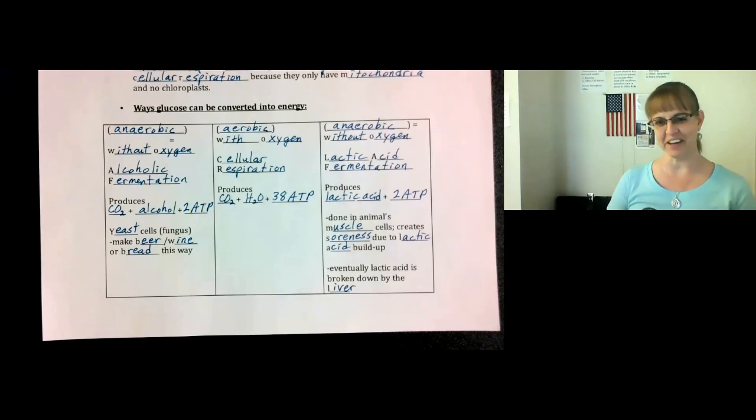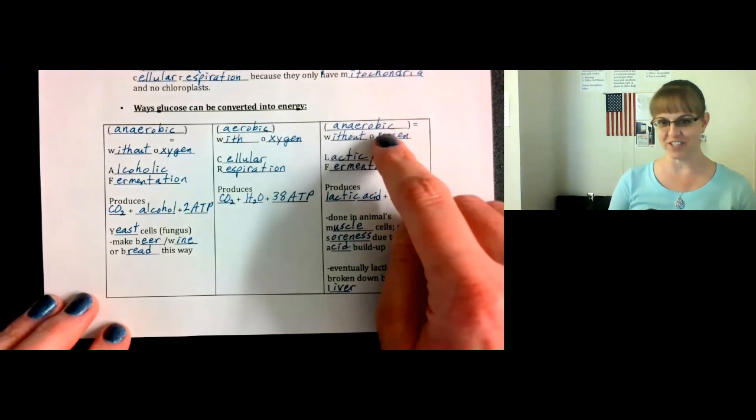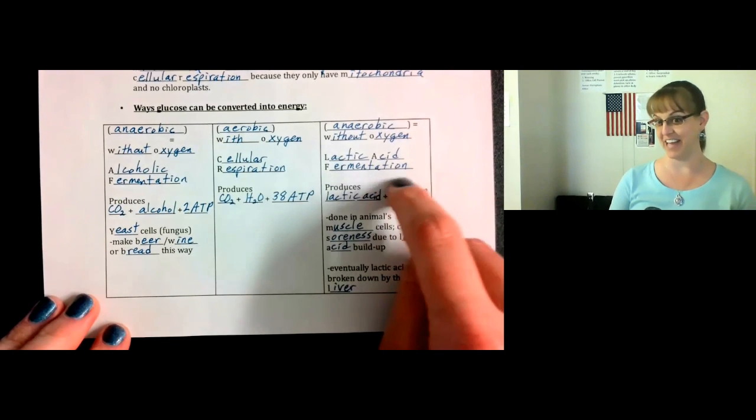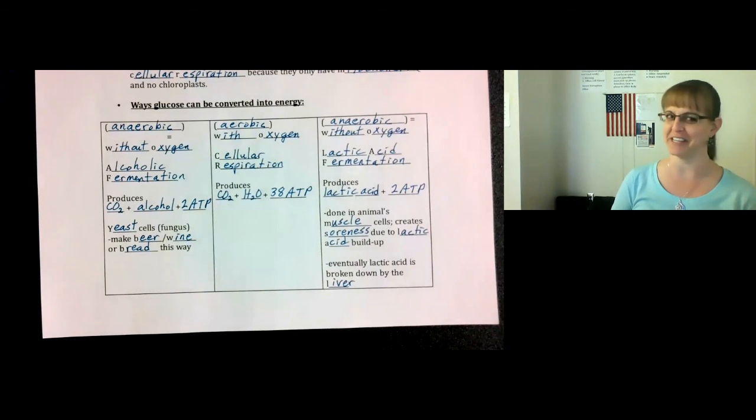So wouldn't it be funny if humans, when they exercised, instead of doing lactic acid fermentation, what if they did alcoholic fermentation? Man, every time you exercised, you'd be drunk. Oh, wait. Maybe it's good that that doesn't happen.